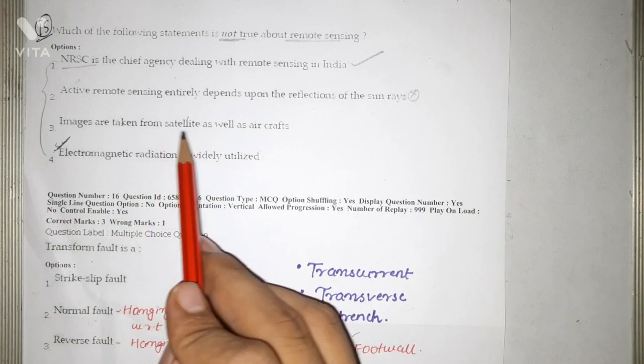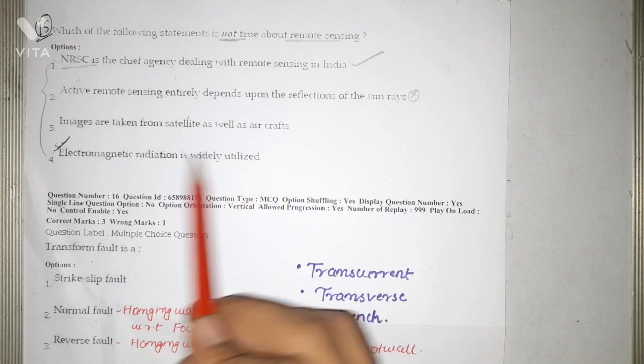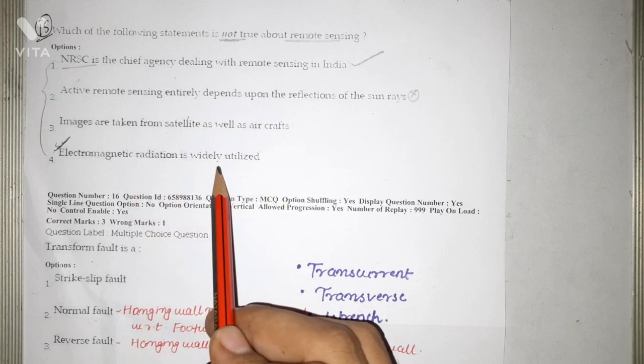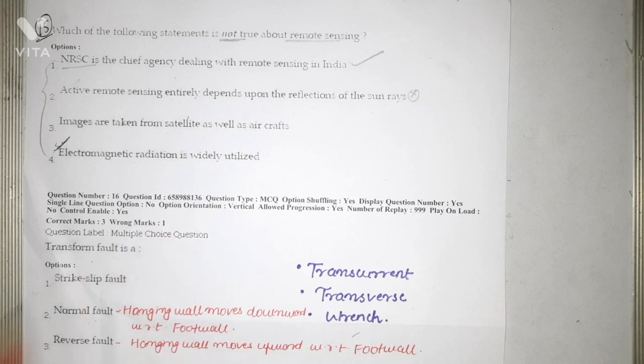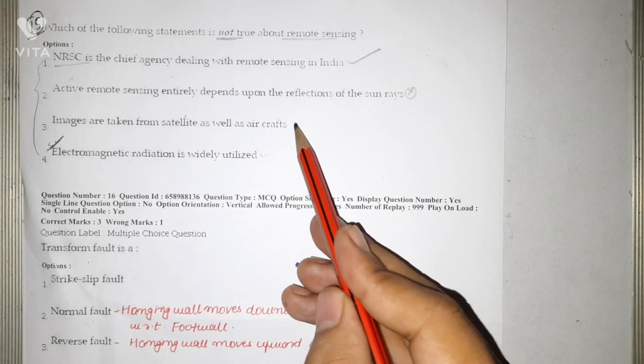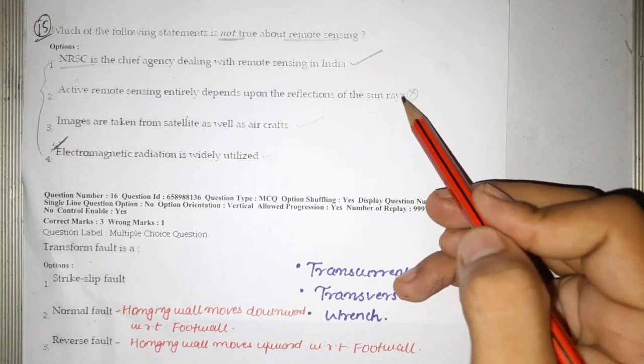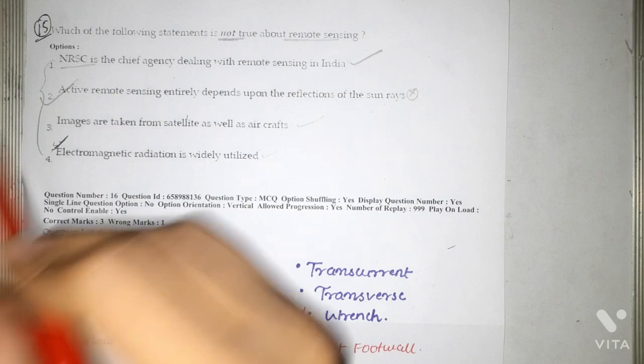Images are taken from satellites as well as aircraft. This is true about remote sensing. And electromagnetic radiation is widely used. This is also true because there are several regions of the electromagnetic spectrum, for example ultraviolet rays, which have shorter wavelengths and are useful for various aspects of remote sensing. So electromagnetic radiation is also widely used in remote sensing. These three statements are true. The only statement which is not true about remote sensing is the second one. So the correct answer to this question is the second option.